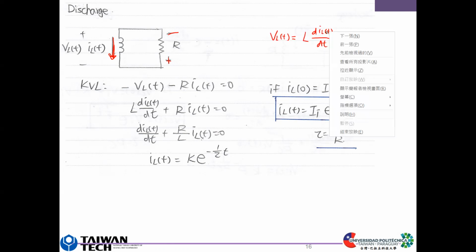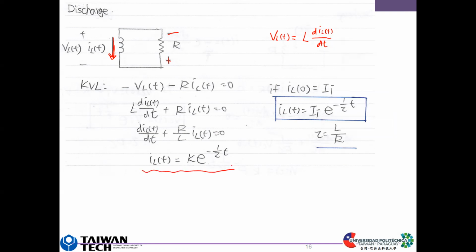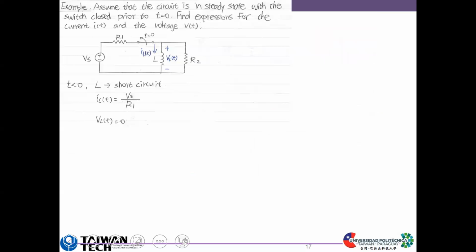And then with the same procedure, you can find a general solution of this. And if the initial condition is I_I, then we put the initial current into this equation, and we get K equals I_I and tau equals L over R. So this is the discharge of an inductor. Please memorize this. This one is easy. After the quick review, let's look at an example here.